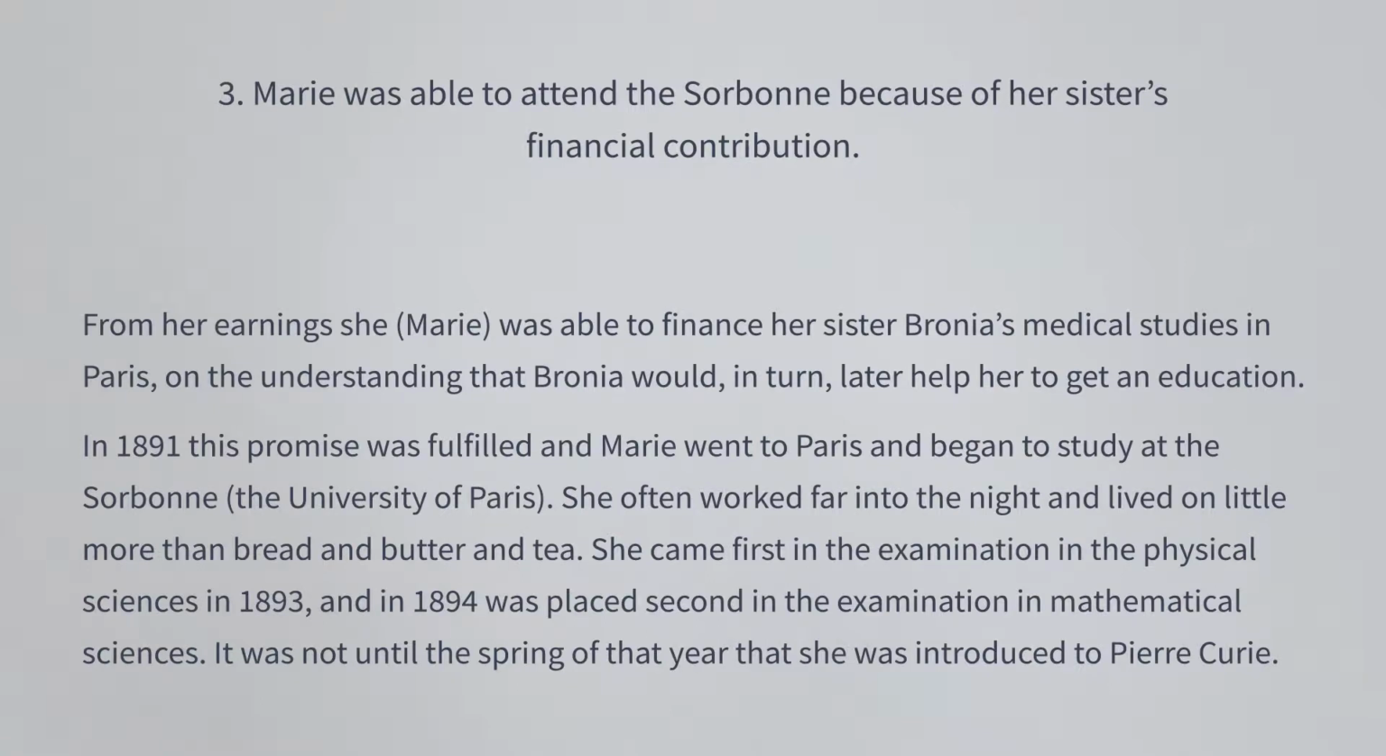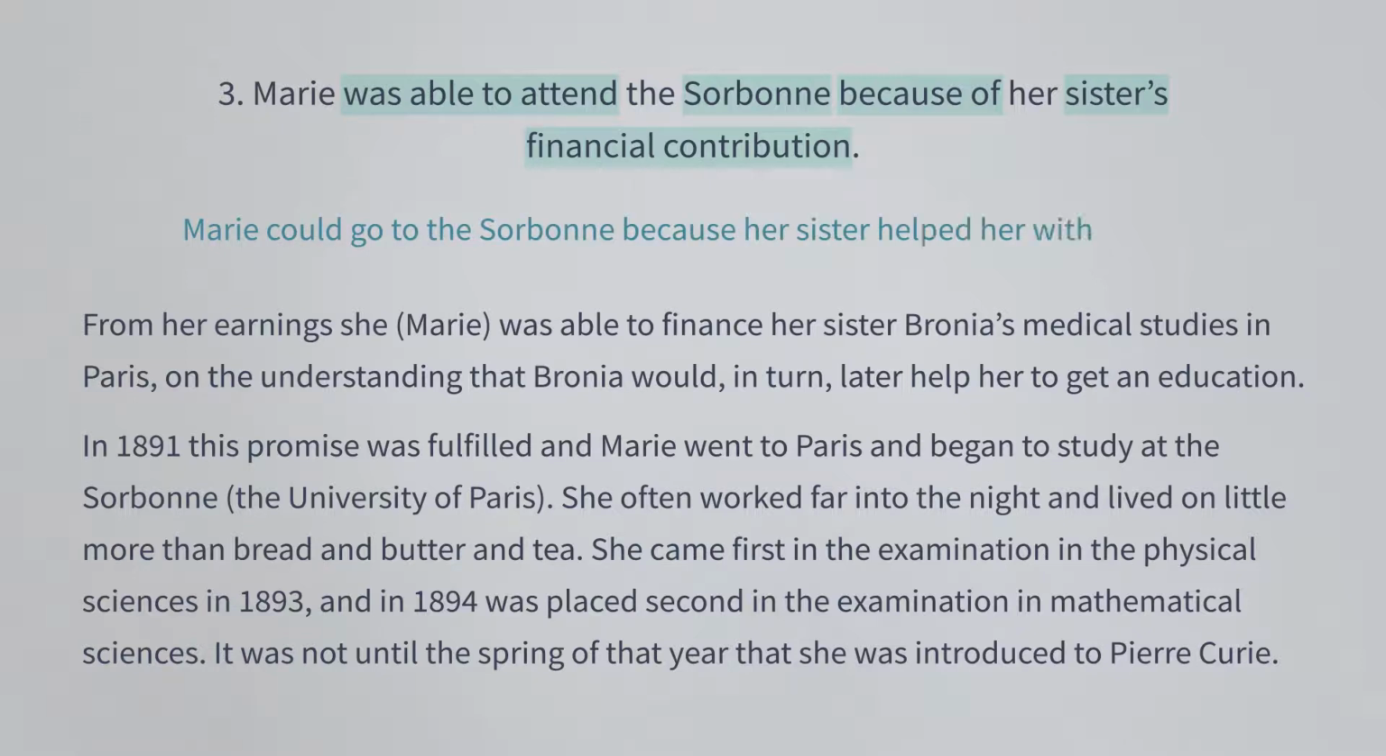Keywords in the statement are was able to attend, which means could go to, Sorbonne, because of, which means thanks to, and sister's financial contribution, which means money that her sister gave her. If we paraphrase the whole sentence and translate it into simple English, it will go like that. Marie could go to the Sorbonne because her sister helped her with money.